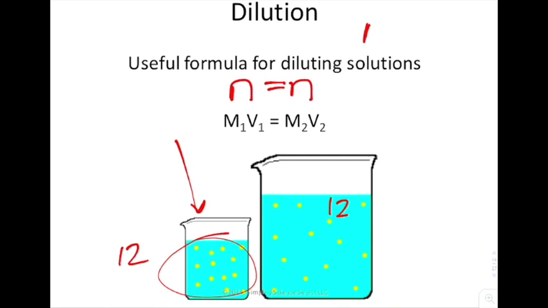And that comes from a rearrangement of the formula that we use for molarity. Molarity is equal to the number of moles divided by volume. Multiply both sides by volume, you get number of moles equals molarity times volume. Now since the moles are equal, M1V1 has to equal M2V2.